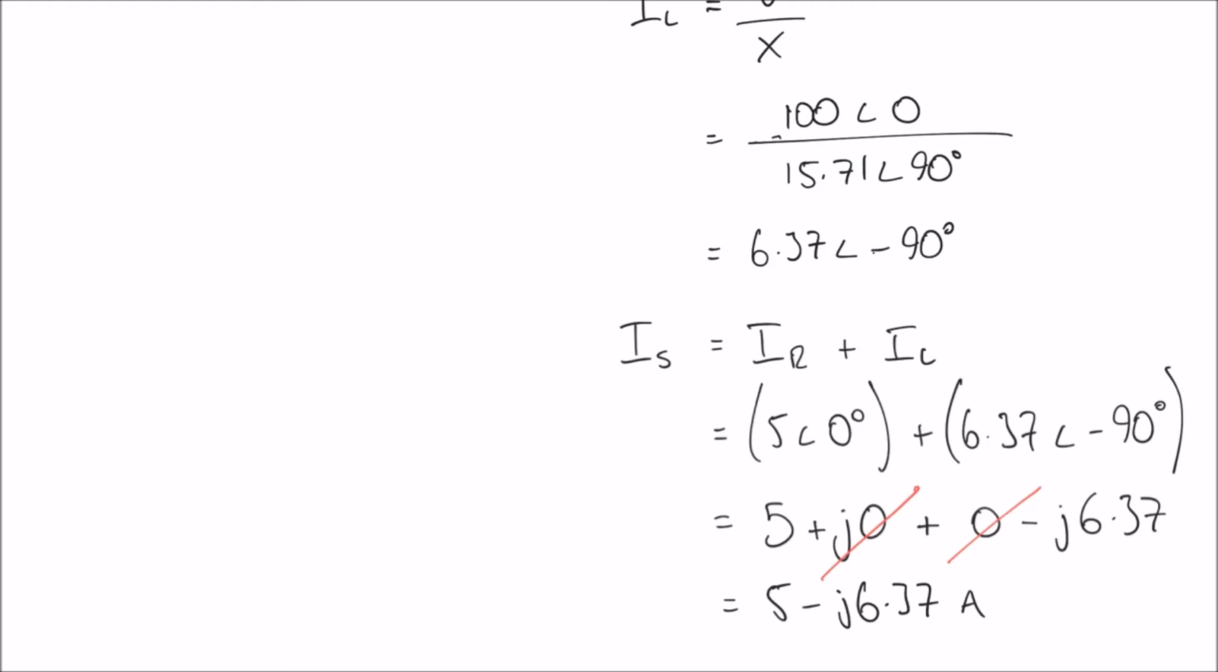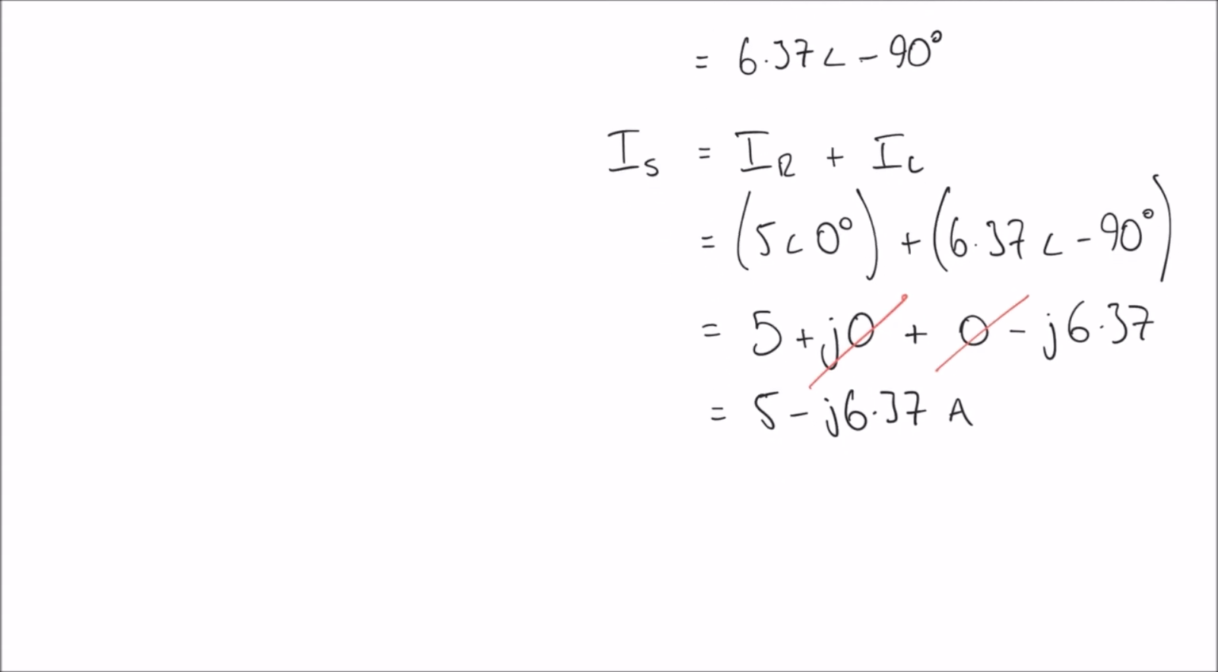Now that I've calculated the supply current in rectangular form, I want to convert it to polar form. Polar form means that it's going to be easier to plot on my phasor diagram. Very simply, if you've got a scientific calculator, it's easy to convert from rectangular to polar. Or by using the trigonometric methods we talked about earlier, we can do the same.